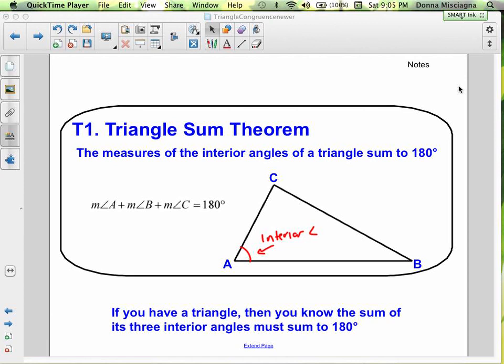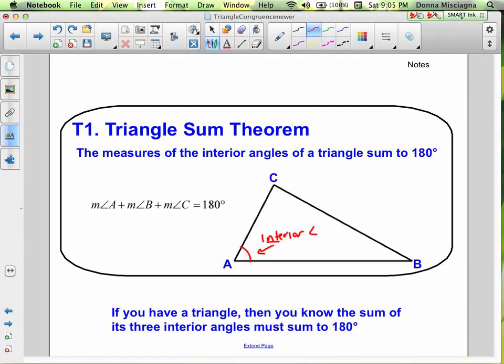So here in our diagram, the measure of angle A plus the measure of angle B plus the measure of angle C is 180 degrees. In your diagram, you can see I have marked where an interior angle is, that it's inside the triangle. We do have angles outside the triangle. We'll talk about those in a later podcast, but I would like you to just mark that that's the interior angle. So if you have a triangle, then you know the sum of its three interior angles must sum to 180 degrees. And this is something that you maybe already know, right? So this might be your little review. But you maybe don't know our next theorem, which is based on triangle sum theorem.